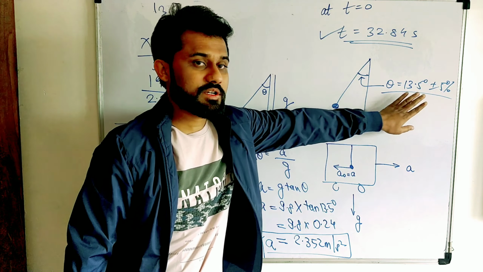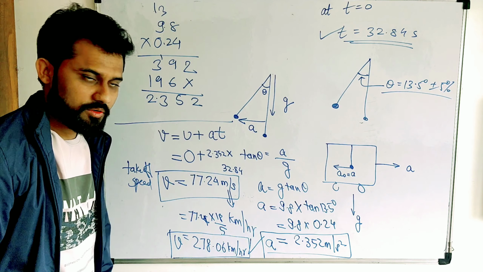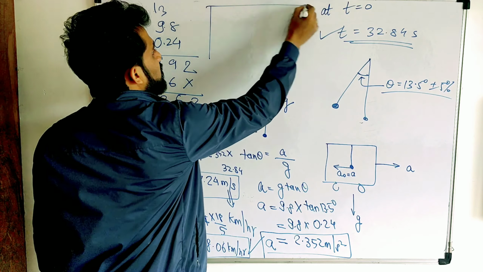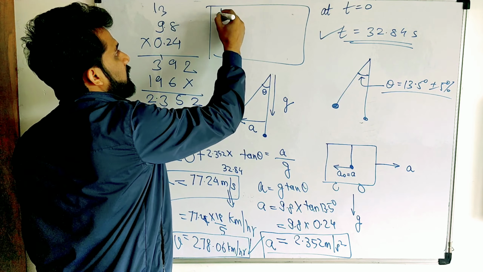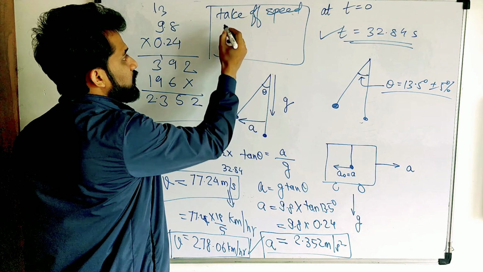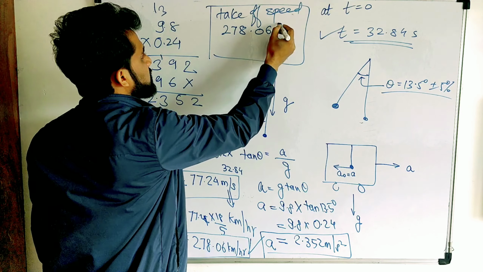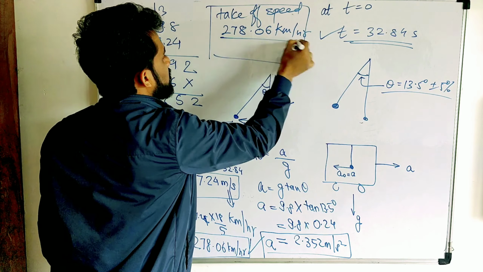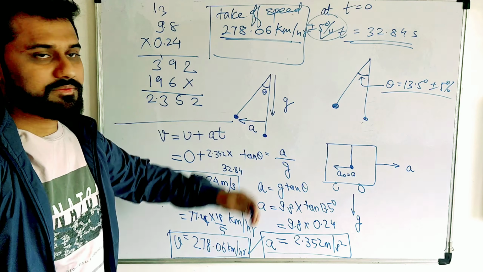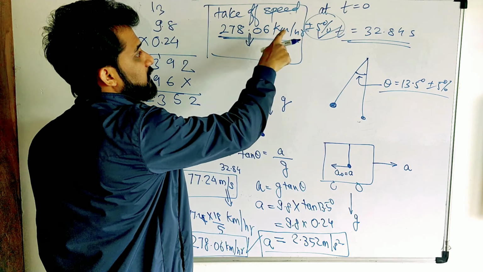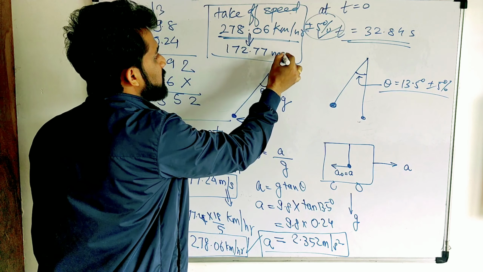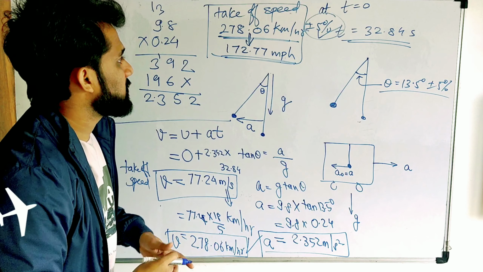Obviously the error is about 5%. I've assumed an error of about 5%, so there will be an error of about 5% in this as well. So finally, the speed of the aircraft during takeoff is about 278.06 kilometers per hour, plus or minus 5%, as there is a chance of error because of the readings. If you convert it into miles per hour, it comes out to be 172.77 miles per hour. This is the takeoff speed of the aircraft.